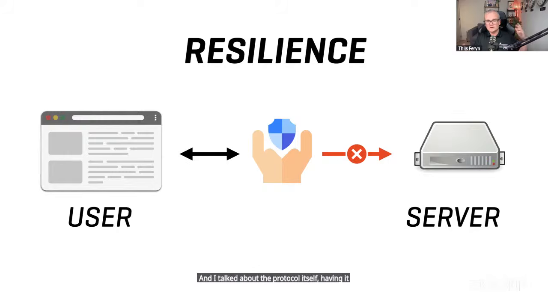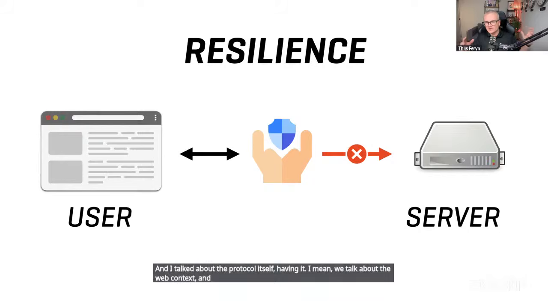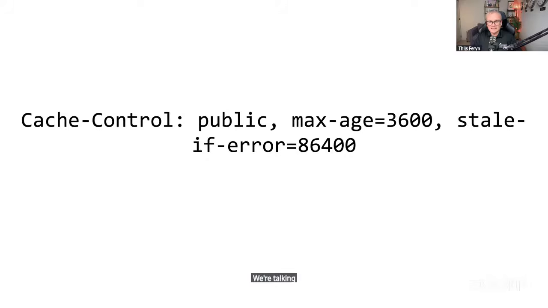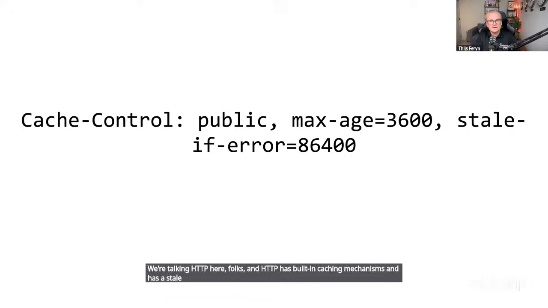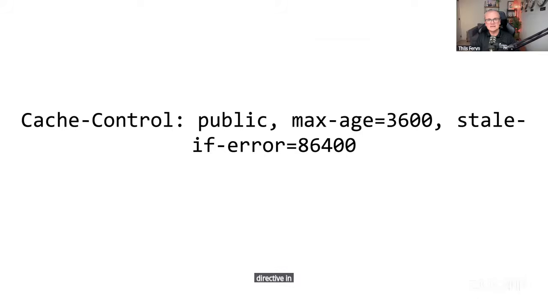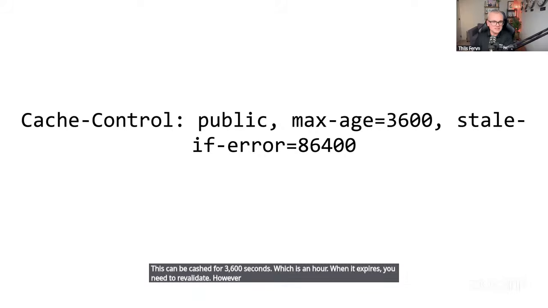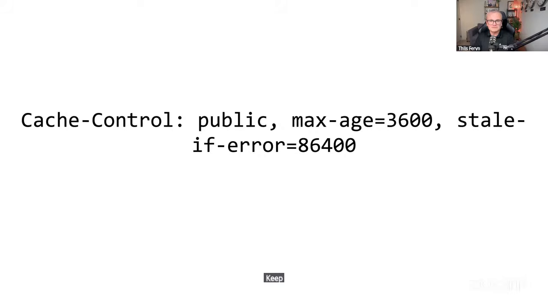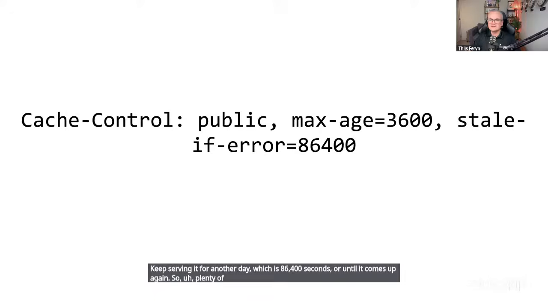I talked about the protocol itself having it. We talk about the web context and I'm talking about artifacts and registries, but deep down underneath, we're talking HTTP here, folks. And HTTP has built-in caching mechanisms and has a stale-if-error directive in the Cache-Control header to say, look, this can be cached for 3,600 seconds, which is an hour. When it expires, you need to revalidate. However, if whatever you're fetching from is down, keep serving it for another day, which is 86,400 seconds, or until it comes up again. So plenty of capabilities, plenty of opportunities there.